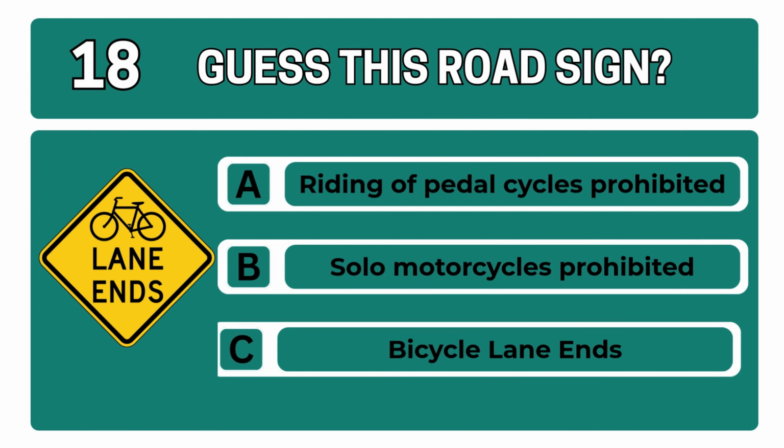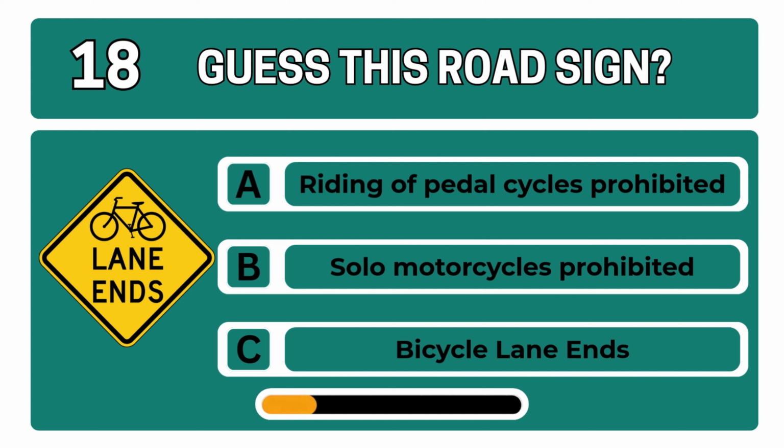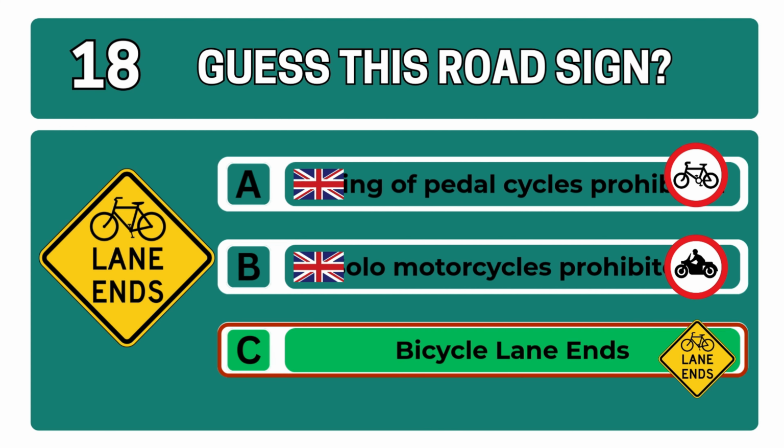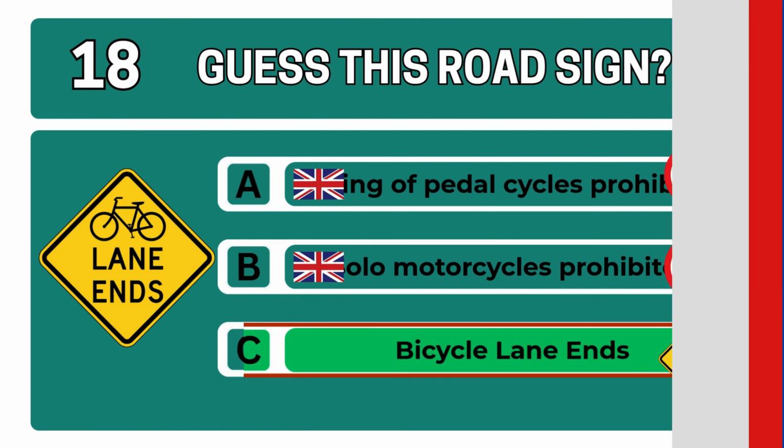Question 18. Guess this road sign. A. Riding of pedal cycles prohibited. B. Solo motorcycles prohibited. C. Bicycle lane ends. The answer is C. Bicycle lane ends.